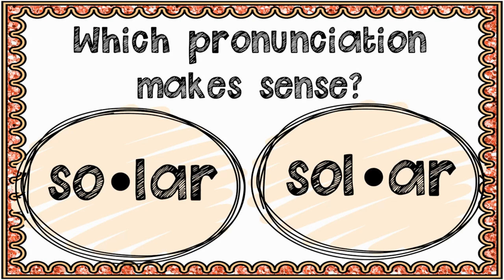How about this example? My sentence is, I love to learn about the planets and the blank system. So if we look at our first word, right after the O, that O says O, so-lar, solar. Or if we divide after the L, solar. Is it a solar system or a solar system? Correct. It is a solar system. So we would divide that first way, right after the O.